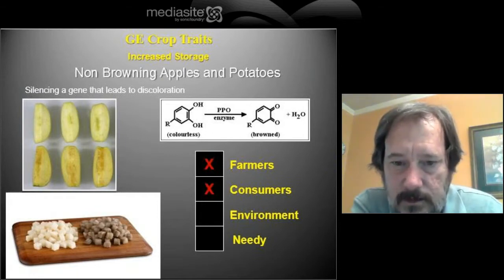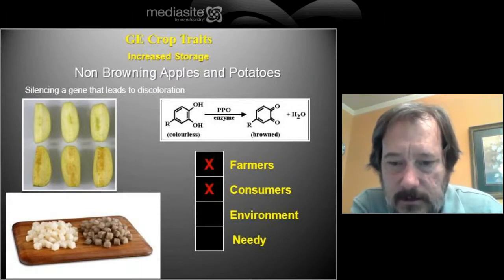Now on the bottom left, this is what's called Innate potatoes, and these potatoes are engineered similarly so that they don't bruise and they don't turn brown, or they don't bruise as easily. And the company that developed this also has in the pipeline for the near future to have this trait included with the blight resistance for potatoes.